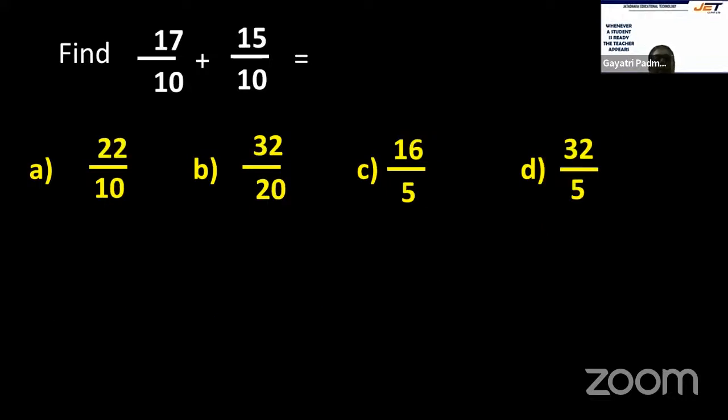Alright, yes. See the next one, 7 by 10 plus 15 by 10. Alright, I think this I can give. Alright, so 30 seconds time is given, so you can do very quickly. 7 by 10 plus 15 by 10. If your denominators are same, then you can add the numerators. Alright, your time has already started, students. Let's quickly check.